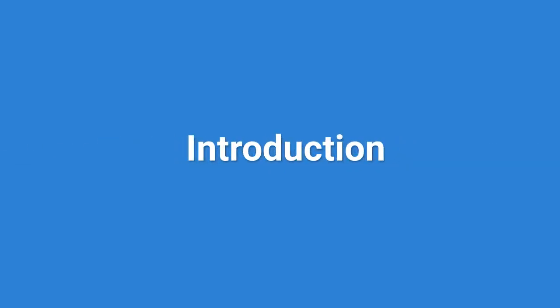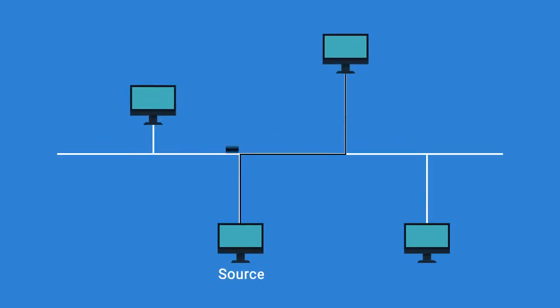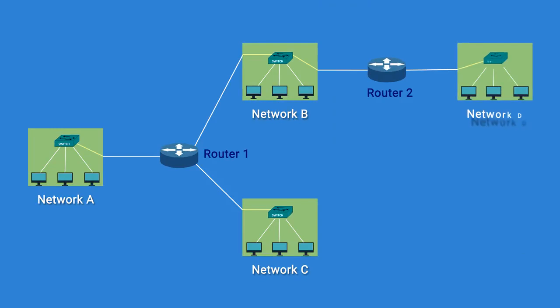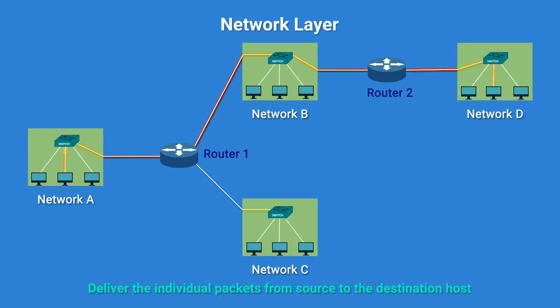Introduction. The data link layer delivers the packets between two systems on the same network, but it is required that the data must be shared between multiple networks crossing many intermediate routers along the way. The network layer has the ability to deliver the individual packets from source to the destination host, possibly across multiple networks. To get this job done, the network layer must know completely about all the routers and links on the network. And it chooses the appropriate path to move data between source and destination.